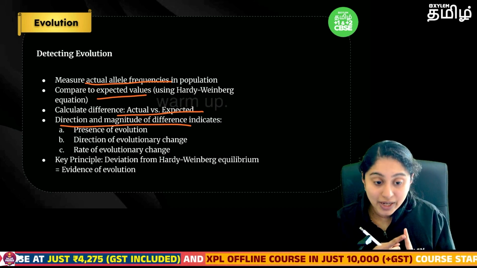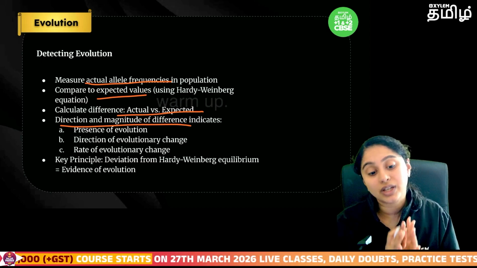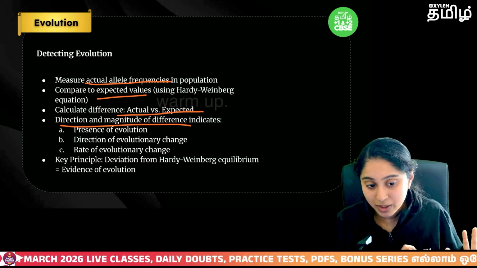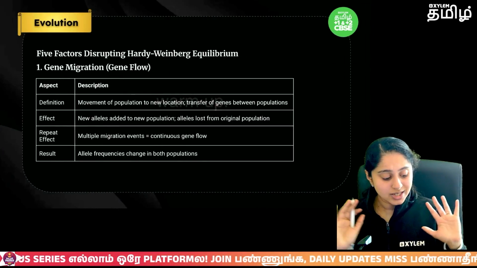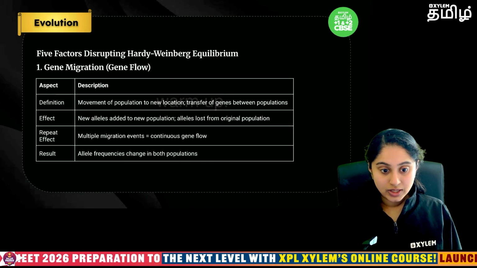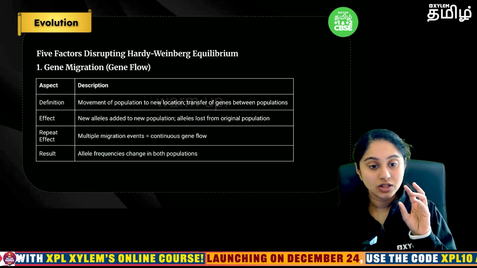Whether evolution is happening or not, which direction it is happening, how fast it is happening, everything we can find out from this particular equilibrium. So, if there is a deviation, that means evolution is taking place. In this Hardy-Weinberg equilibrium, there are 5 major factors that will disrupt it.